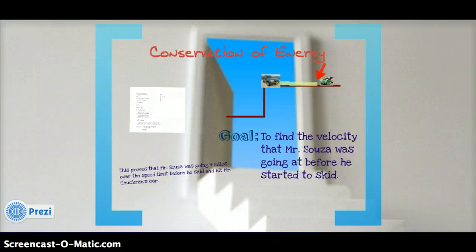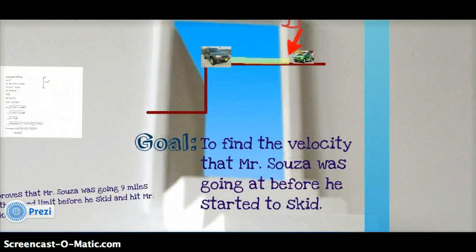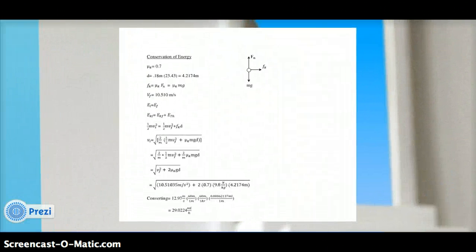Next, and finally, we use the equation of conservation of energy. Our goal here was to find what we've been looking for all along, the velocity that Mr. Souza was going at before he started to skid, so right where this arrow is, which you can see closer. To do this, we used the conservation of energy. We knew that mu k was 0.7 because he was on a dry road. Our distance, which we measured from the mock accident, we multiplied it by our scale.